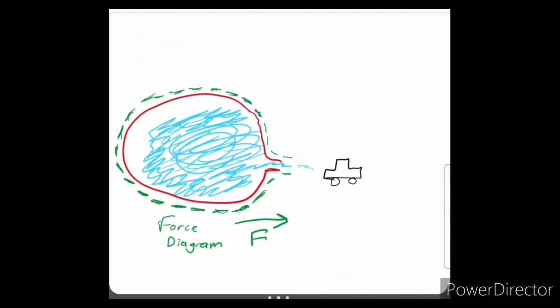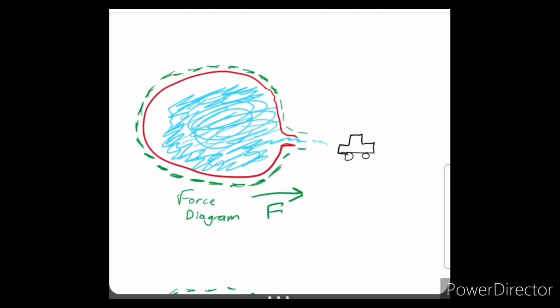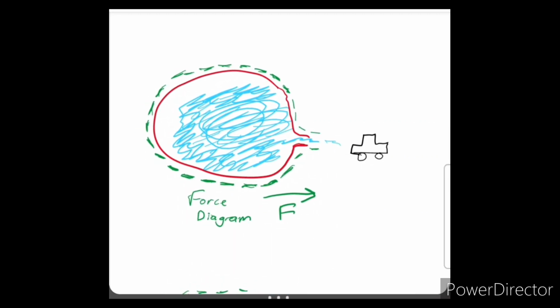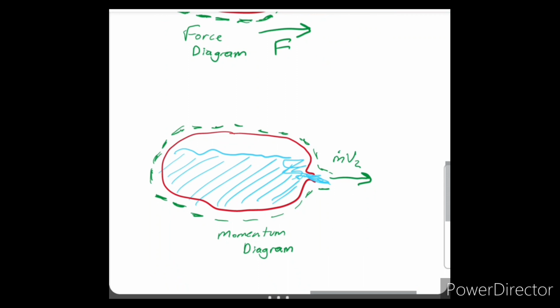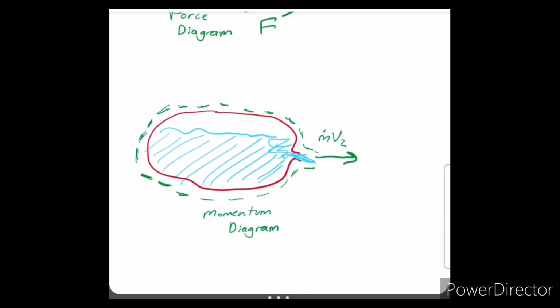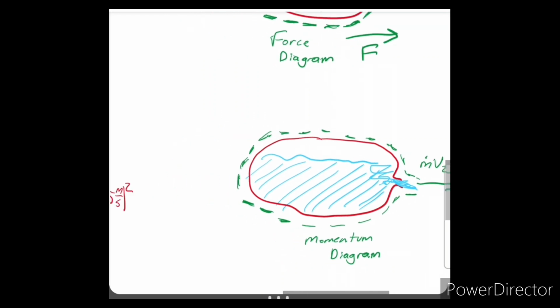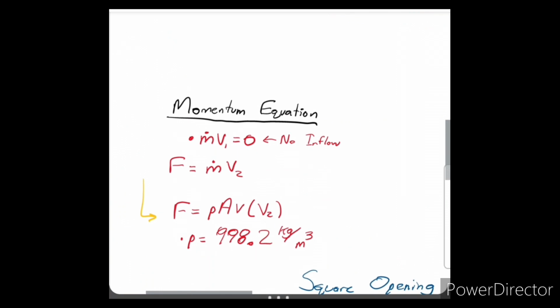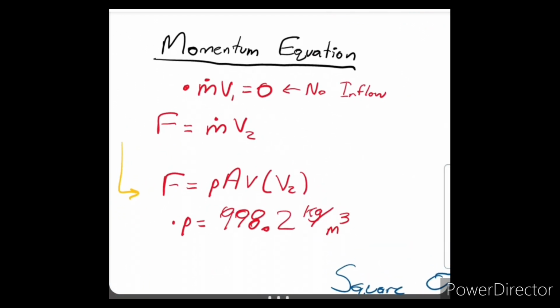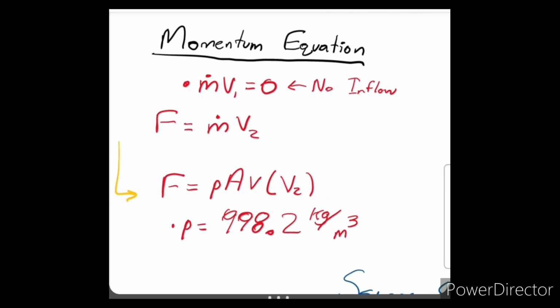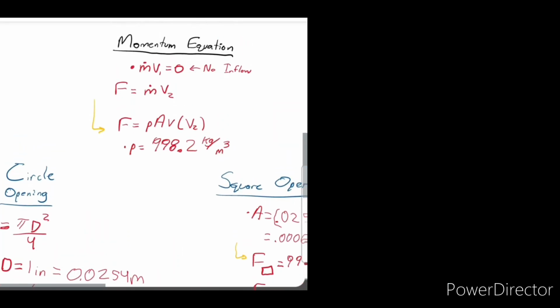If we draw a force diagram, the force present in the system would be the force of the water outflowing through the opening. If we draw a momentum diagram, we see that there is no inflow because the balloon is closed, therefore we only have the outflow direction. This gives us the equation: force is equal to mass flow rate times velocity V2. We know that mass flow rate expands to density times area of opening times velocity. This is where we differentiate the area.